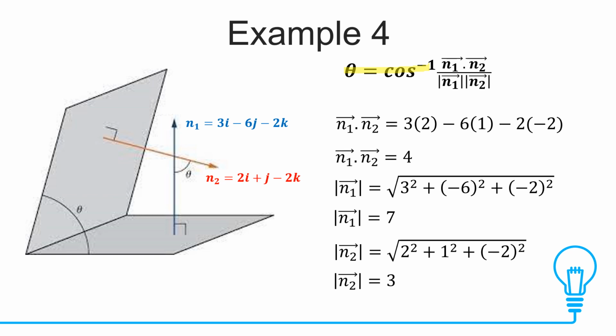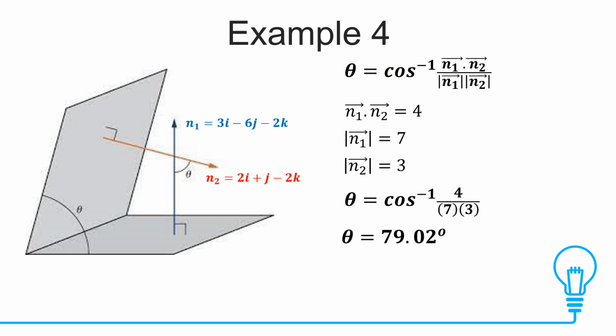For vector n1 dot with vector n2, we get the answer is 4. For the magnitude of vector n1, the answer is 7. And then the magnitude of vector n2, the answer is 3. We substitute all the values in the equation and we get the answer for theta equal to 79.02 degrees.